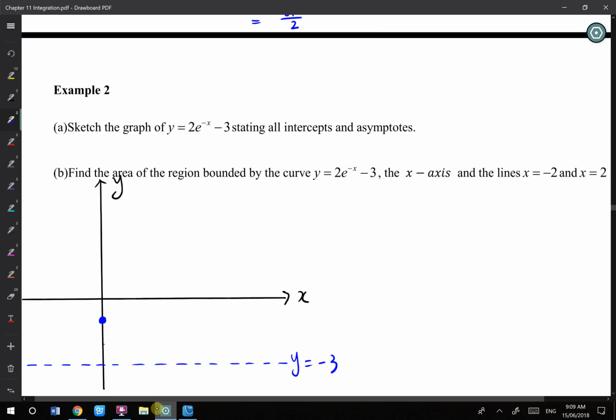And think about the shape. The base is e. e is a number greater than 1. So I have this shape. And because it has -x, it will get reflected in the y-axis. So you should have this shape.